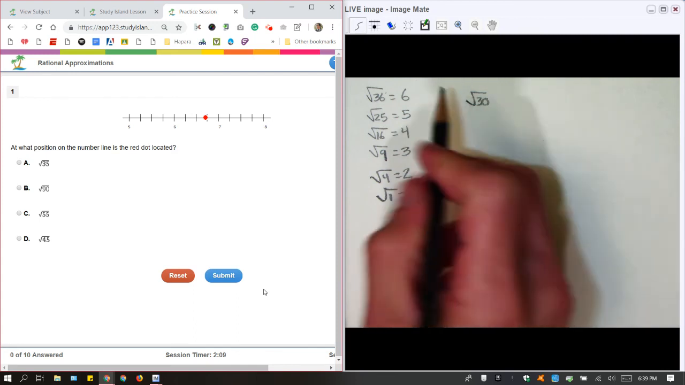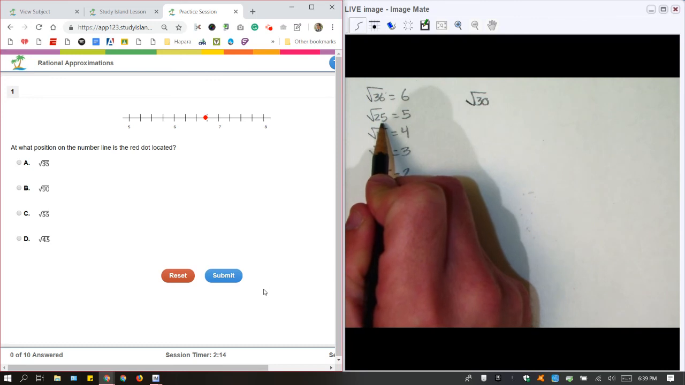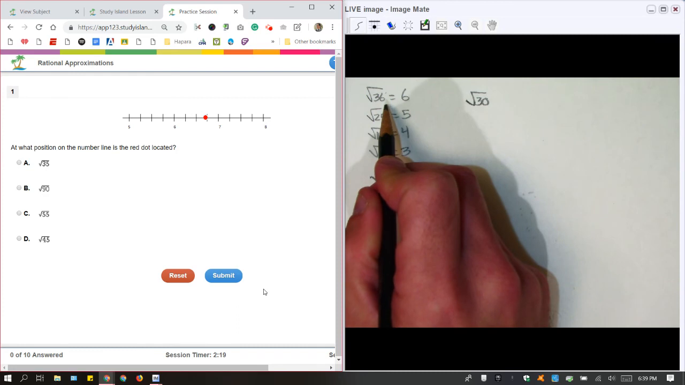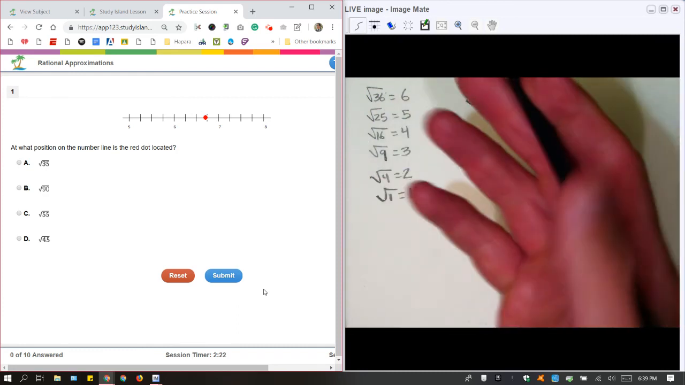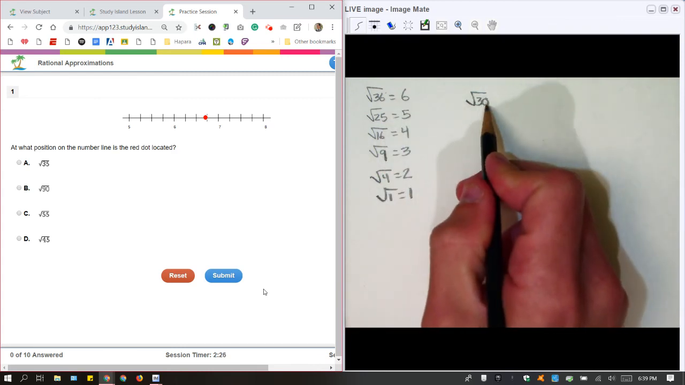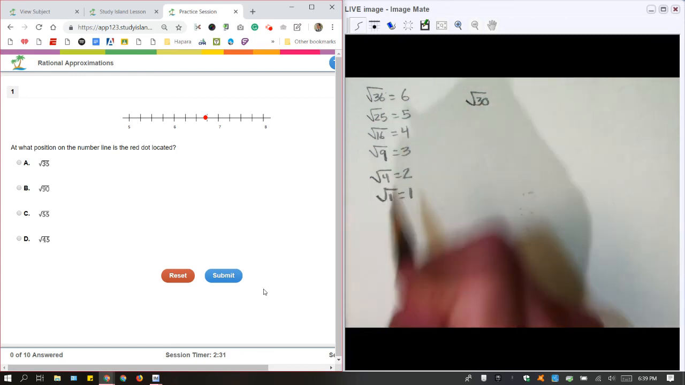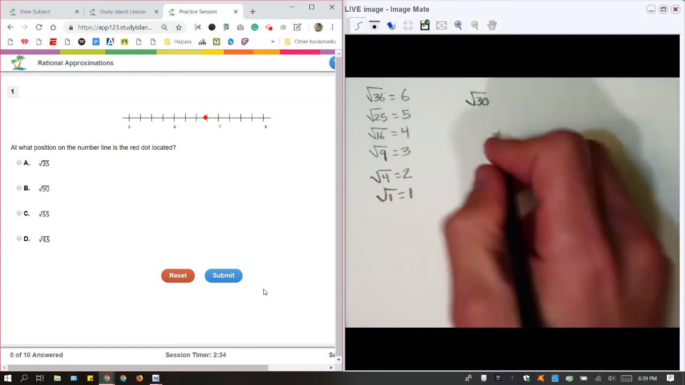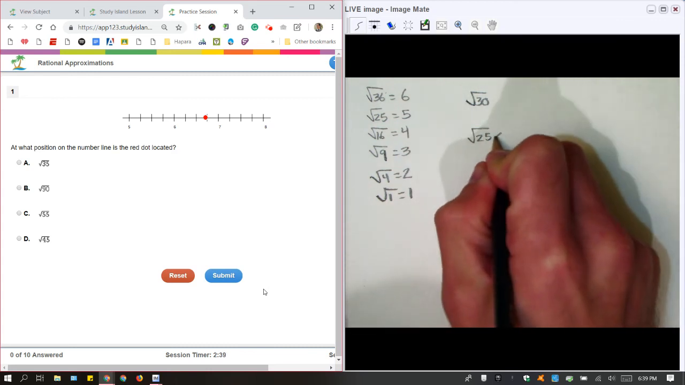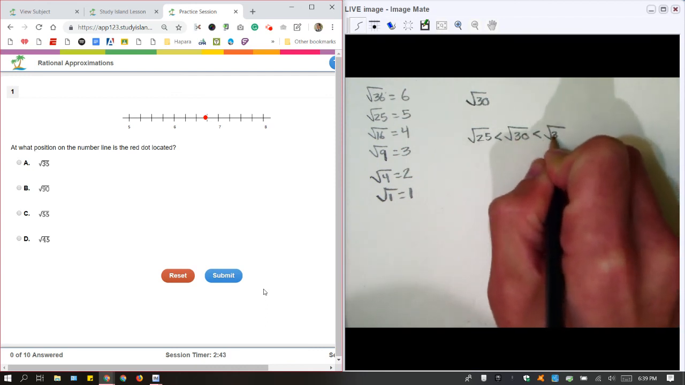If I just use some common sense, I could say the square root of 30 is more than the square root of 25, and the square root of 30 is less than the square root of 36. That follows common sense because 30 is more than 25 and less than 36. So if I were going to write that in a line, the square root of 25 is less than the square root of 30, and that's less than the square root of 36.